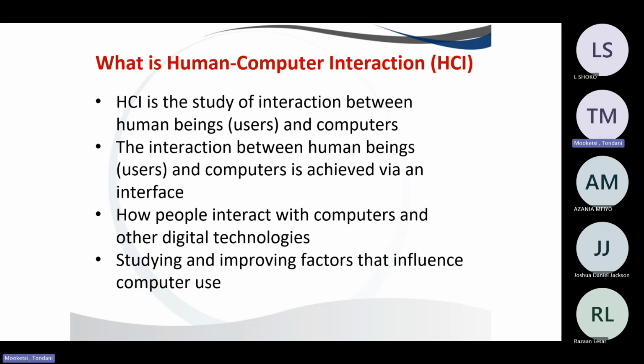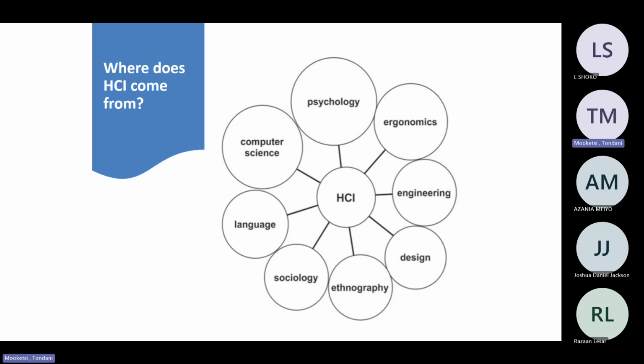Human-computer interaction comes from a combination of different fields. It is not only computer related or IT related. It stems from fields like psychology, engineering, design, sociology, computer science, and language. So all of those factors are combined together in this study of human-computer interaction.